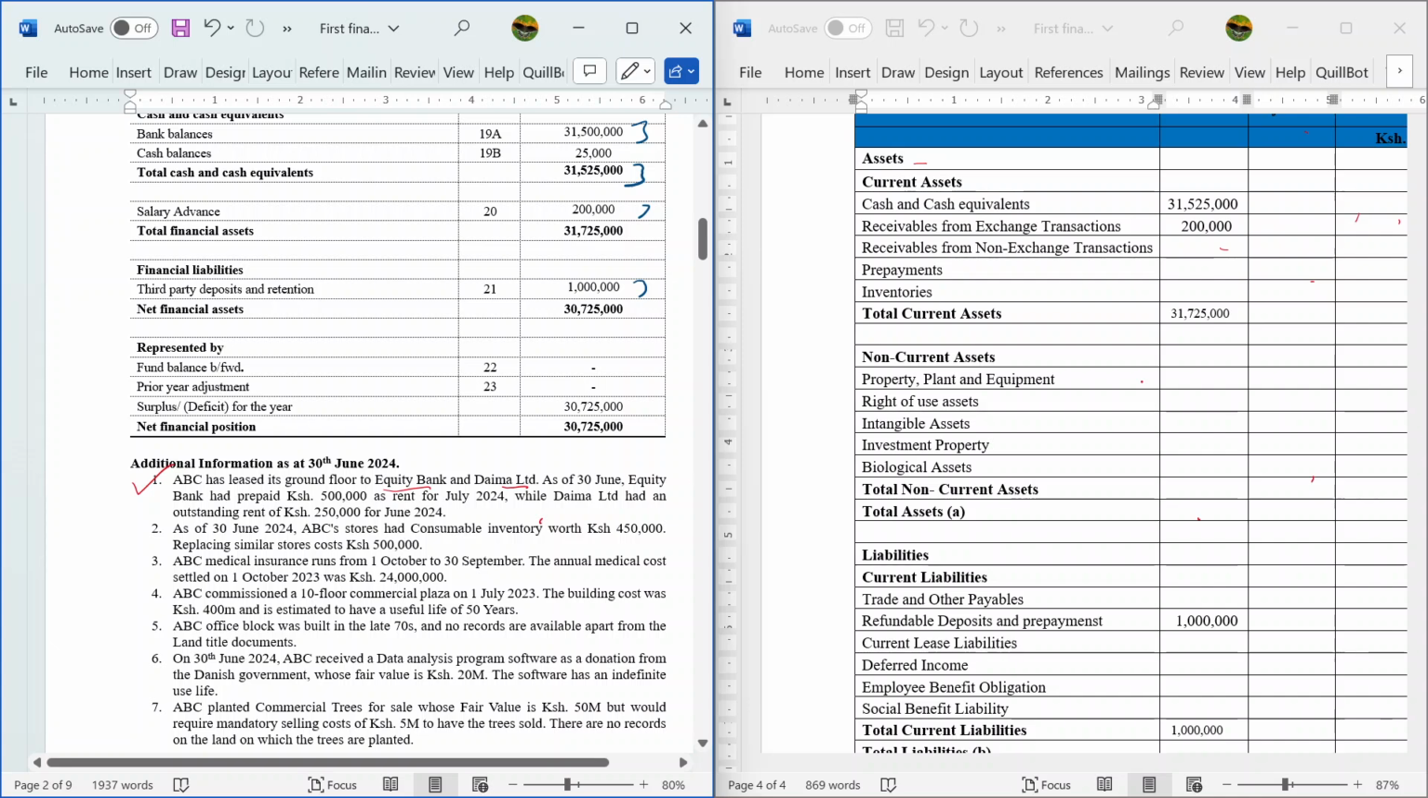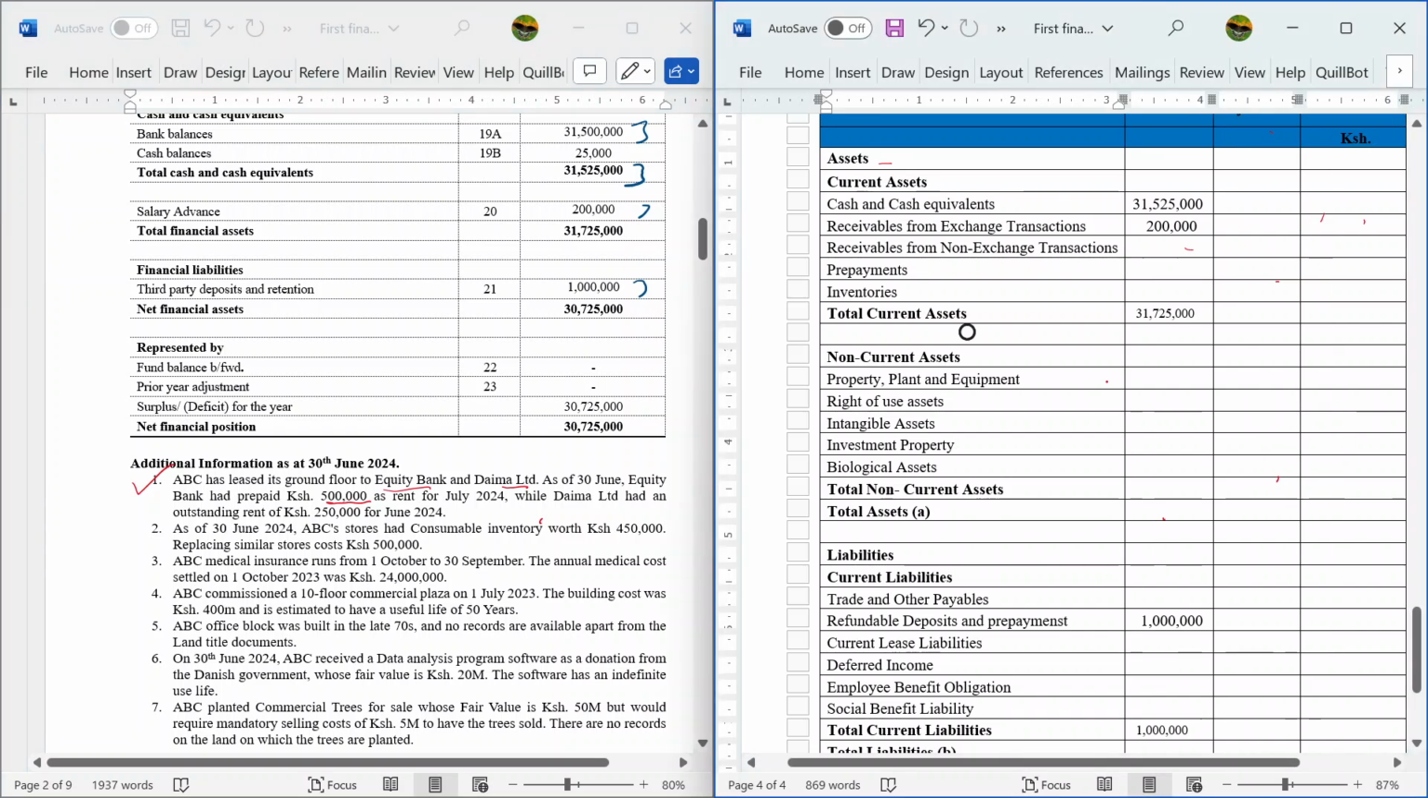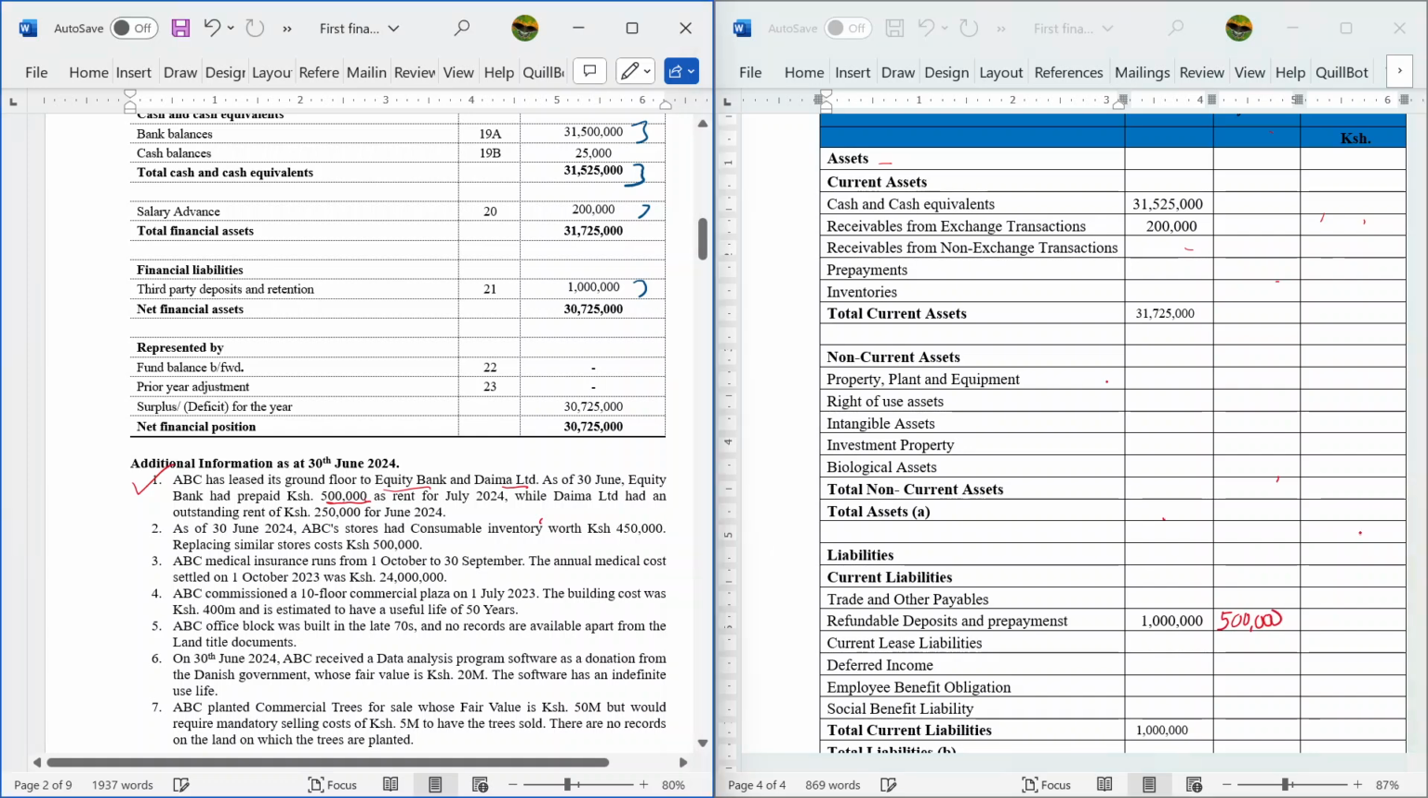So Equity Bank had prepaid 500,000. If someone prepays you, you owe that person. You are a debtor to that person. Prepayment means someone has paid you in advance. So how do you treat that? It is 500,000 as a liability. This one we are done with.